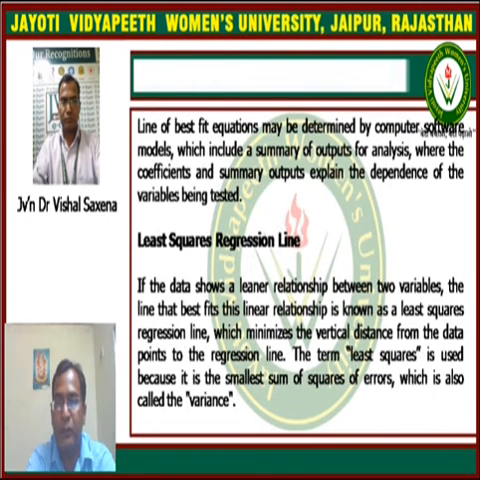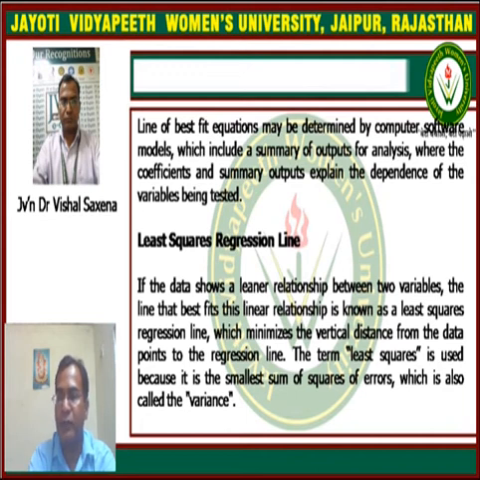The line of best fit equation may be determined by computer software models which include a summary of outputs for analysis, where the coefficients and the summary outputs explain the dependence on the variable being tested. Now, the least square regression line. If the data shows a linear relationship between two variables, the line that best fits this linear relationship is known as the least square regression line, which minimizes the vertical distance from the data points to the regression line.